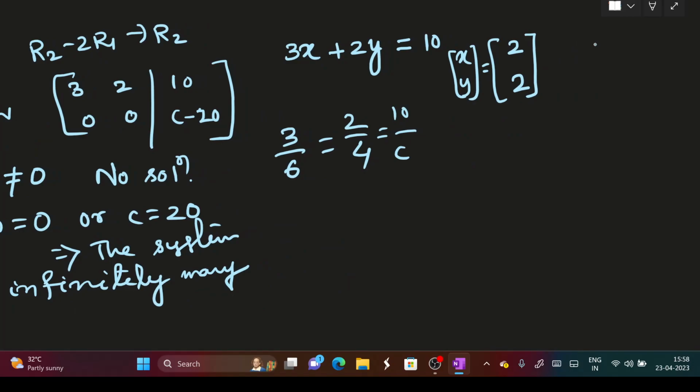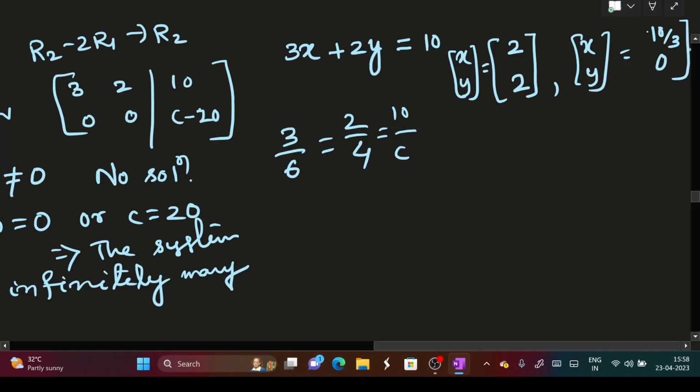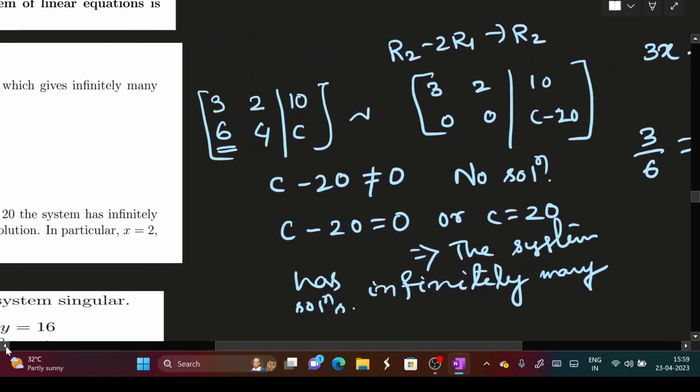Next, let us substitute y is equal to 0. Then what will be the other solution? y is equal to 0 means x is equal to 10 by 3. So my other solution will be x and y equal to 10 by 3, 0. This is another solution. Likewise, we can find one solution for every different value of y.